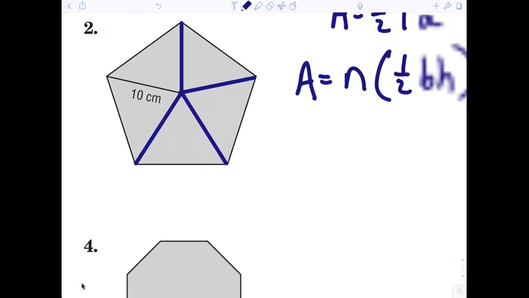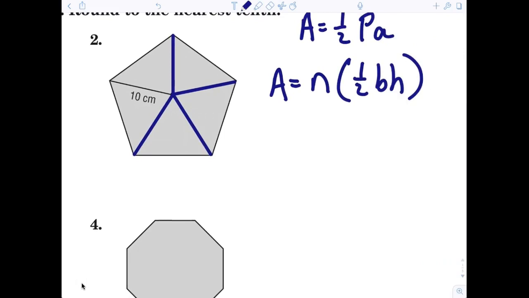So how many triangles are here? 5. So now A equals 5 times 1/2. Now I've got lots of problems for this one. 10 is called the radius. It is not the base. The radius does not have to equal the base. But I'd like somebody to tell me what this angle is right here. 60. Not even close.